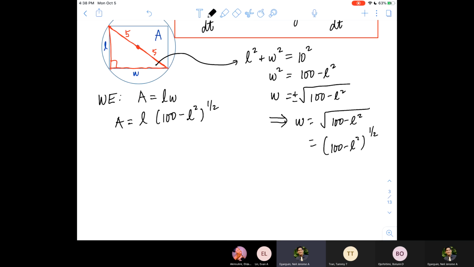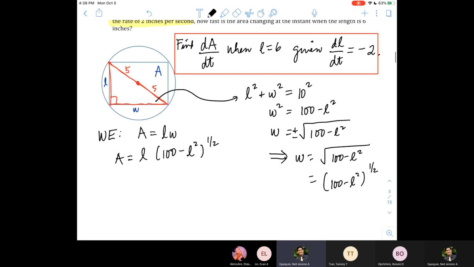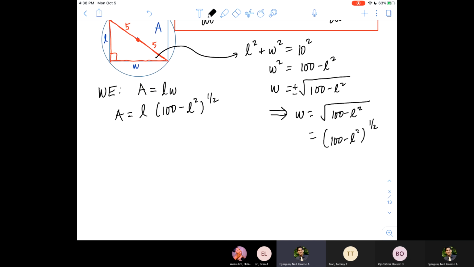So now we got rid of the problem of having to deal with dw over dt, which was never mentioned in the problem. And if you take a look at the right-hand side, it just involves the variable L. So when we do implicit differentiation, we'll only have a dL over dt on the right side, which is fine because we already know what the value of dL over dt is. So I guess we can now proceed to implicit differentiation.